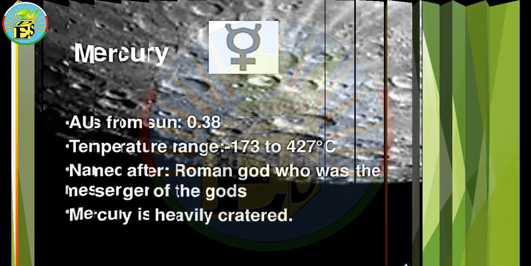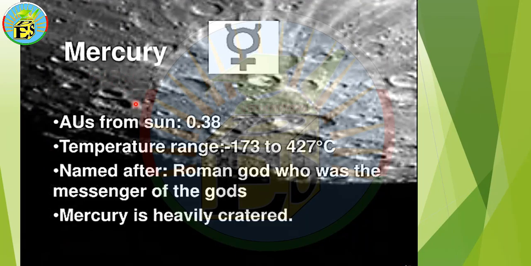The first planet is called Mercury. The distance between Mercury and the sun in astronomical units is less than 1, because it is the nearest planet to the sun. It equals 0.38 astronomical unit. Temperature range is between minus 173 to 427 Celsius. This is the temperature of the face of the planet which doesn't face the sun, during the night, and this is during the day.